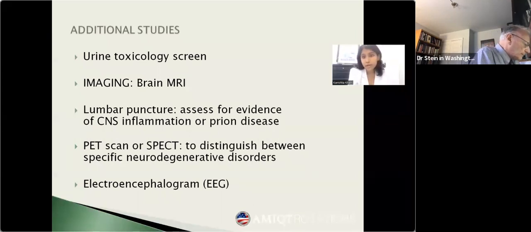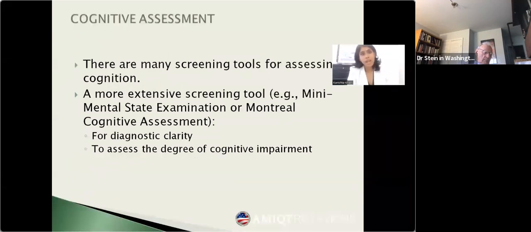A lumbar puncture can also be done to assess for evidence of CNS inflammation or prion disease. It can also be done to detect specific biomarkers in Alzheimer's disease, and it can also confirm normal pressure hydrocephalus by what we call the CSF tap test. The PET scan or SPECT is used to distinguish between specific neurocognitive disorders, and EEG can be done to evaluate for seizures, subcortical dementia, and frontal lobe degeneration.